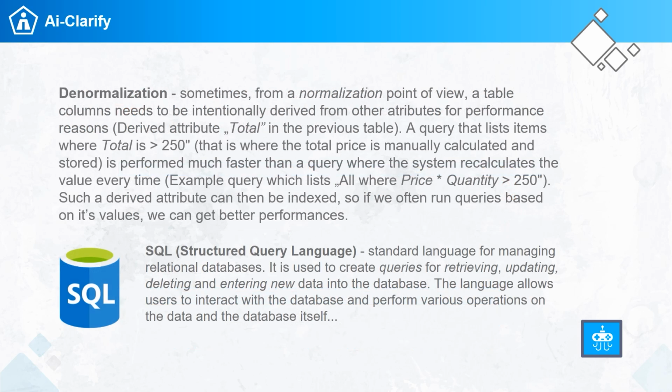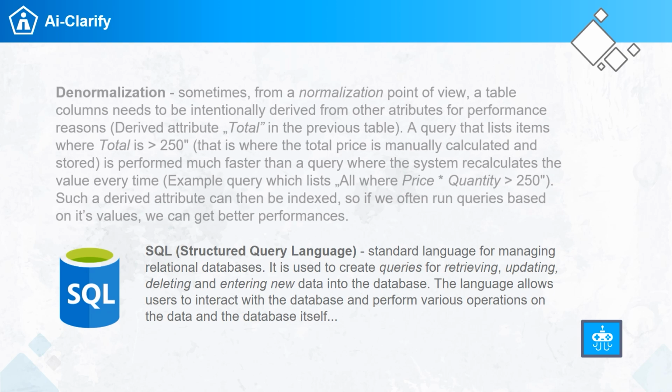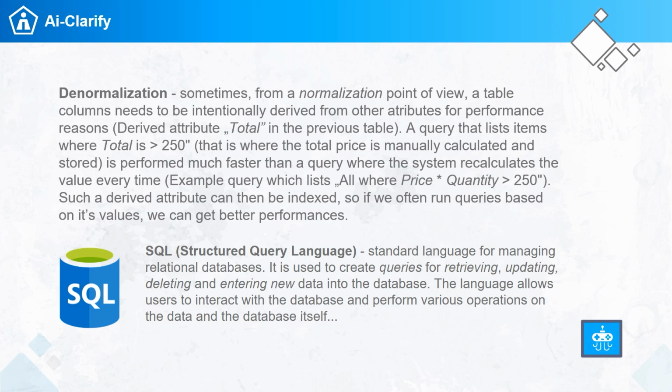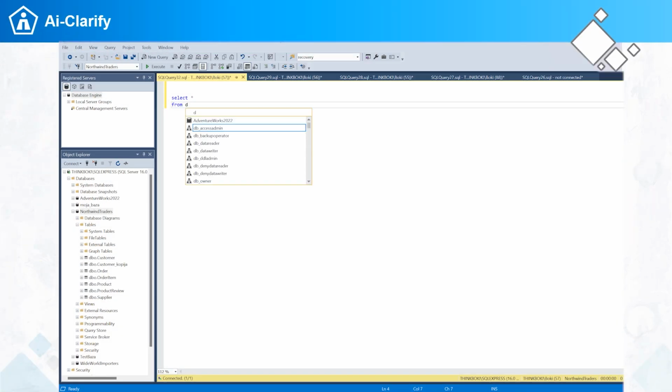Sometimes, from a normalization point of view, a table column needs to be intentionally derived from other attributes for performance reasons. Simply put, a query which lists everything where attribute total is greater than 250, that is where the total price is manually calculated and stored in a field, is performed much faster than a query where the system recalculates the value every time for each record.